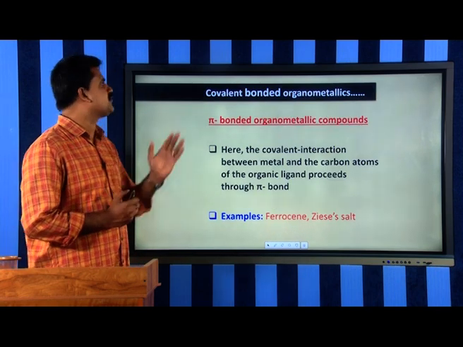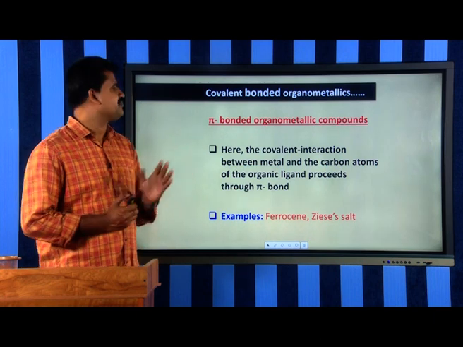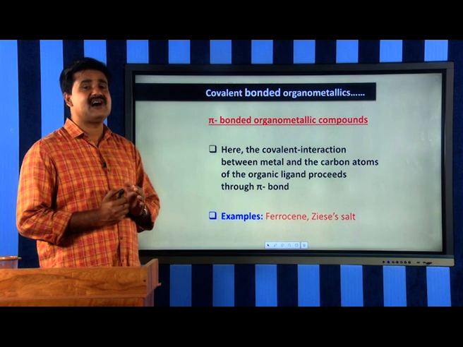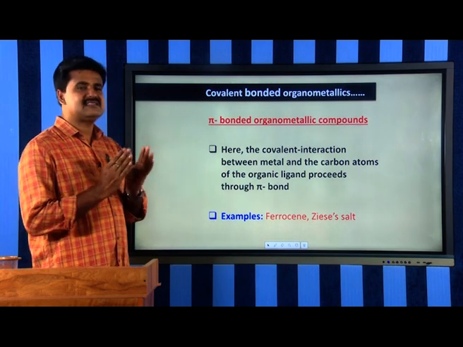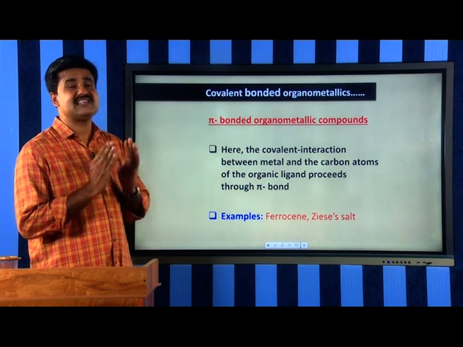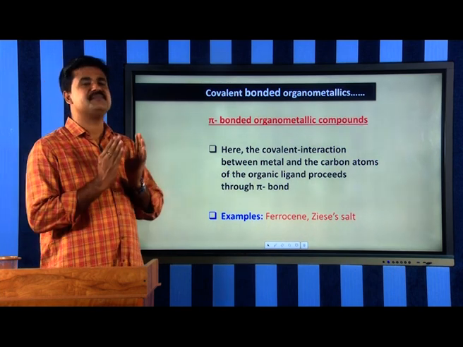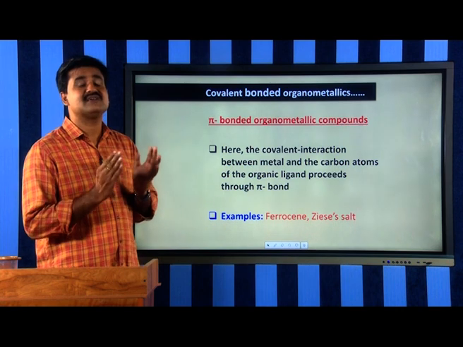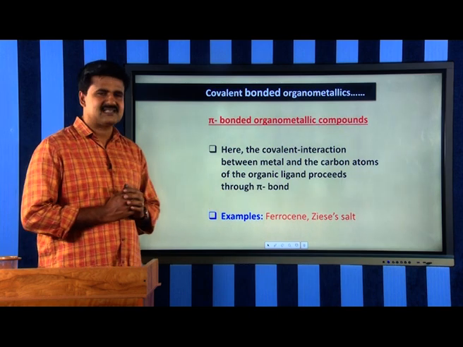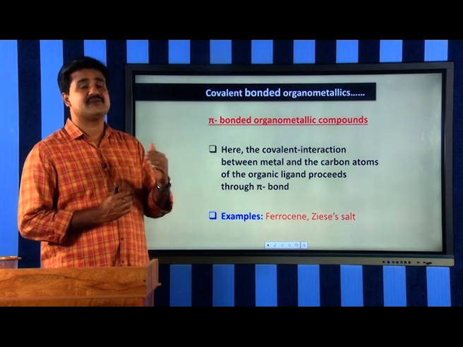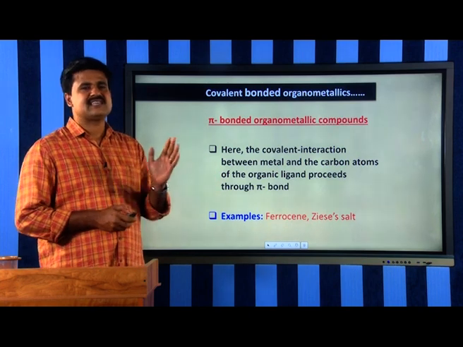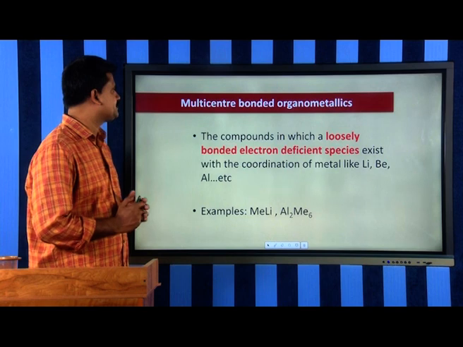Another category of covalently bonded organometallics, that is pi bonded organometallic compounds. Here, the covalent interaction between metal and the carbon atom happens through a pi bond, or a pi bond interaction exists between the metal and carbon atom of the organometallic compound. There are several examples. The two common examples are ferrocene, that is Cp2Fe, and Zeise's salt, that is K[PtCl3(C2H4)].